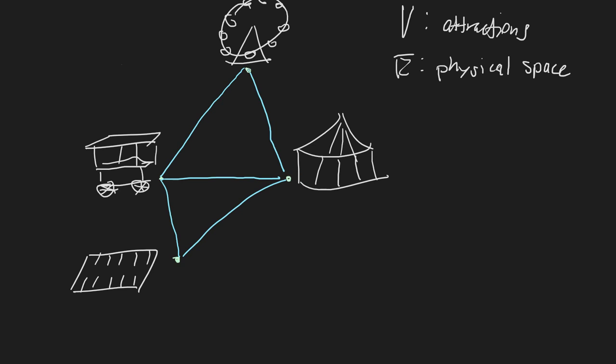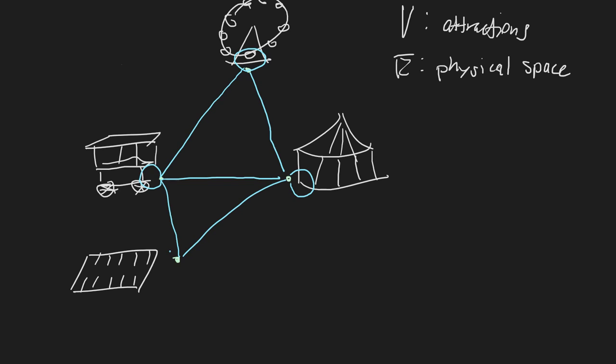We also do want visitors to be able to stay in the same place. And to achieve that, we'll just add self loops to our vertices. And maybe in our parking lot, we don't want visitors to stay there for more than one time step at a time, because I don't know what you're going to do in a parking lot for that long. So we just won't add a self loop here.